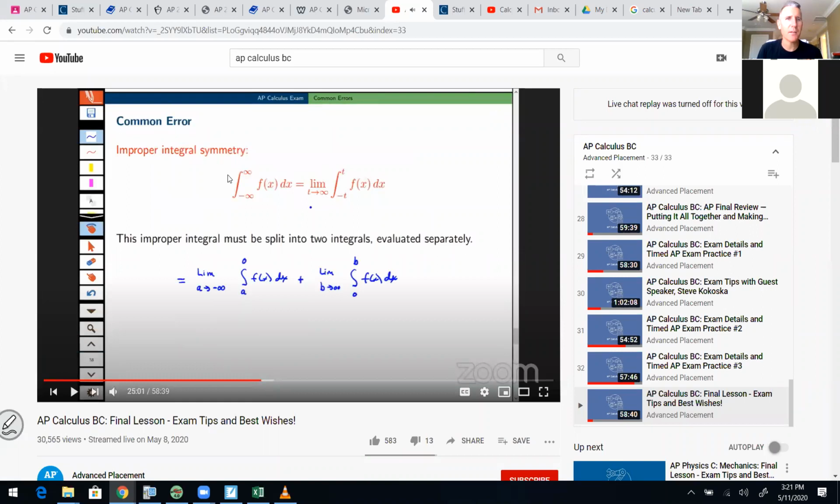The next thing that he talks about is, for improper integrals, the integral from negative infinity to infinity, you have to take the limit as, now he uses a and b here. Remember, I used s and t. S was always my lower limit of integration, and t is always my upper limit of integration. So I would do the limit as s approaches negative infinity of the integral from s to 0 of f of x dx, plus the limit as t approaches infinity of the integral from 0 to t of f of x dx. So you have to evaluate those separately. Okay, so that's another one that he talked about.